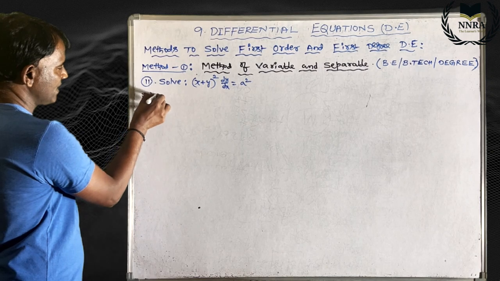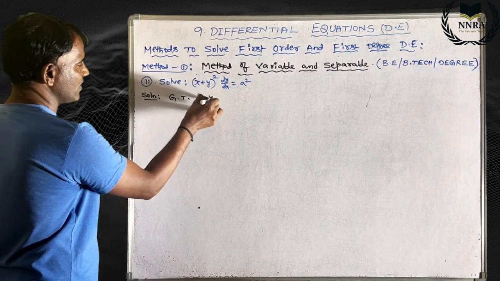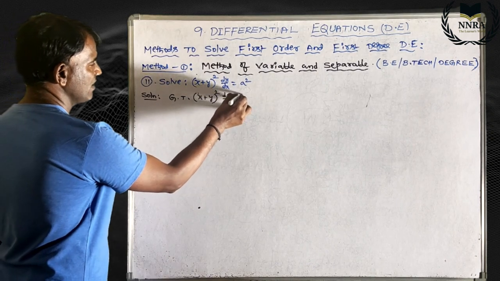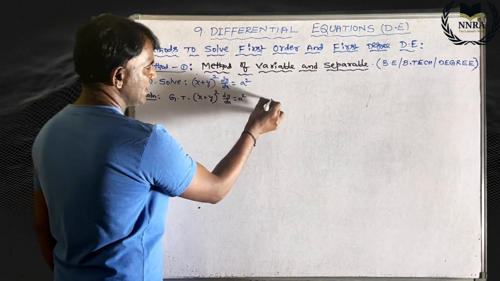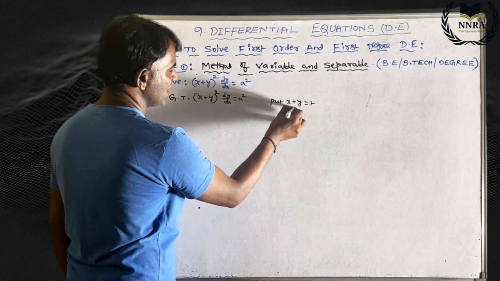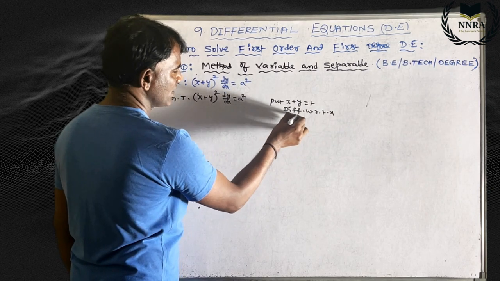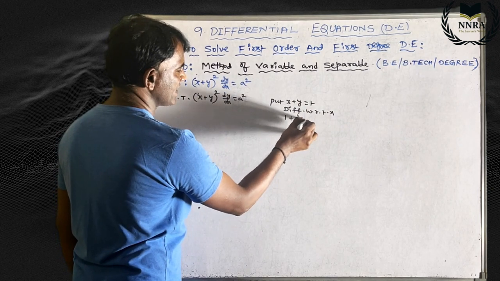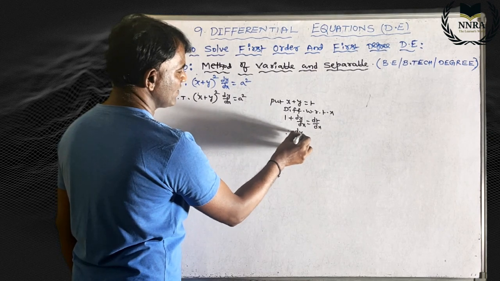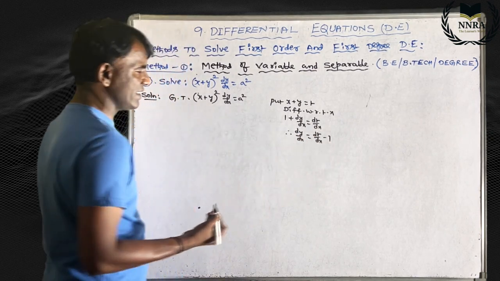Solve x plus y whole square into dy by dx equal to a square. This is the given value, right? And now x plus y equal to t, differentiating with respect to x. So it is 1 plus dy by dx, and here dt by dx. Now what is the value of dy by dx? That can be written as dt by dx minus 1.